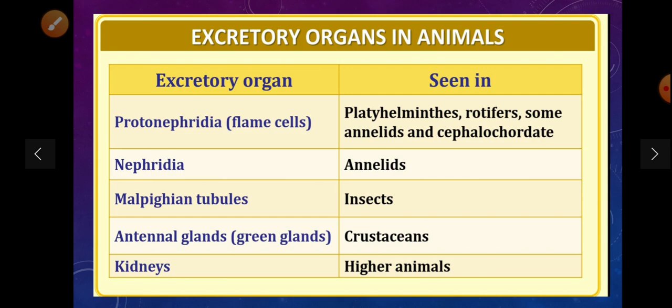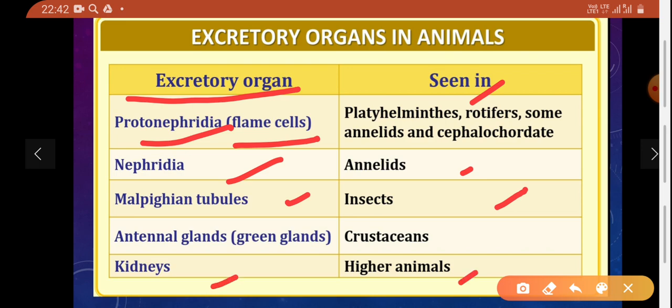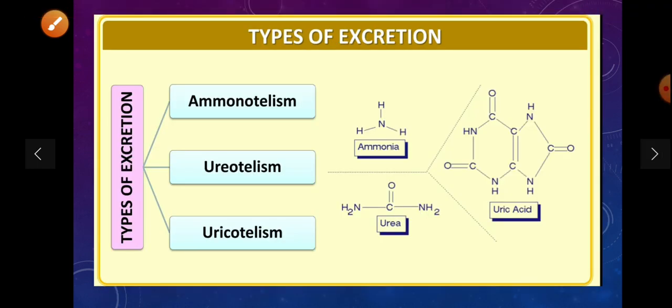Excretory organs in animals: flame cells or protonephridia in Platyhelminthes, rotifers, and Annelida; nephridia in Annelida; Malpighian tubules in insects; green glands or antennal glands in crustaceans; and kidney in the higher animals, including humans. Types of excretion.